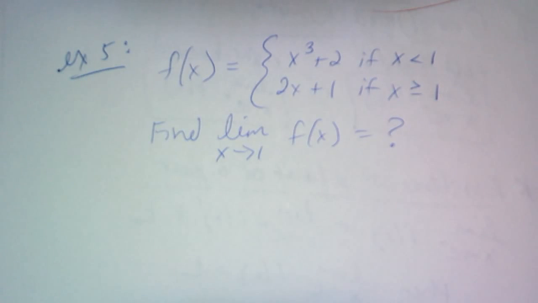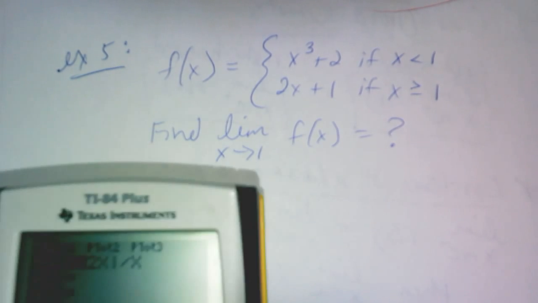All right, so I'm giving you the function. It's a piecewise function, x cubed plus 2 if x is less than 1, and then 2x plus 1 if x is greater than or equal to 1. Find the limit as x approaches 1 for this function. If you don't remember how to type this into your calculator, I'm going to try to refresh you real quick.